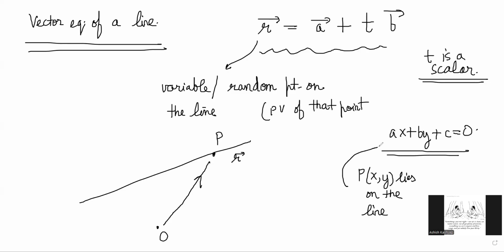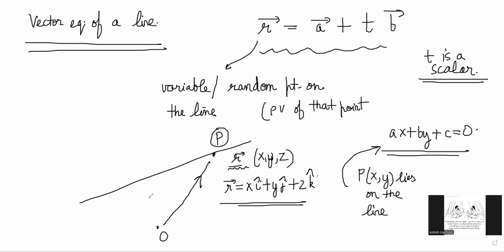If it satisfies this equation, correct? Similarly here also, this point R is like a point x, y, z, these are its components. R vector is the position vector of a random point in space which lies on the line. And basically R vector could be written as x i cap plus y j cap plus z k cap. This is a variable point on the line.